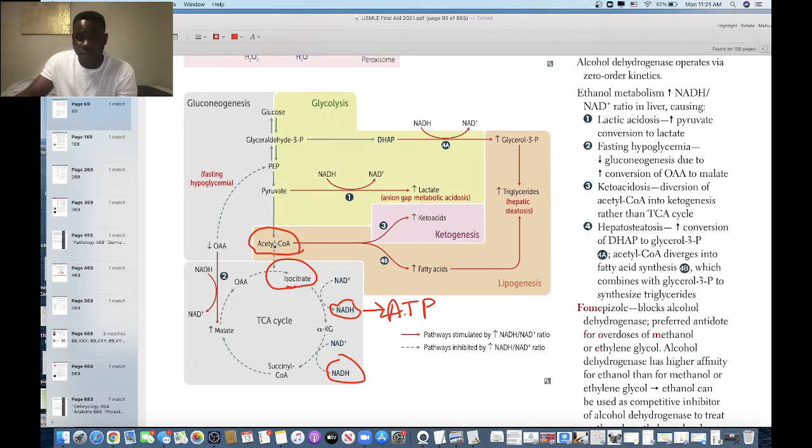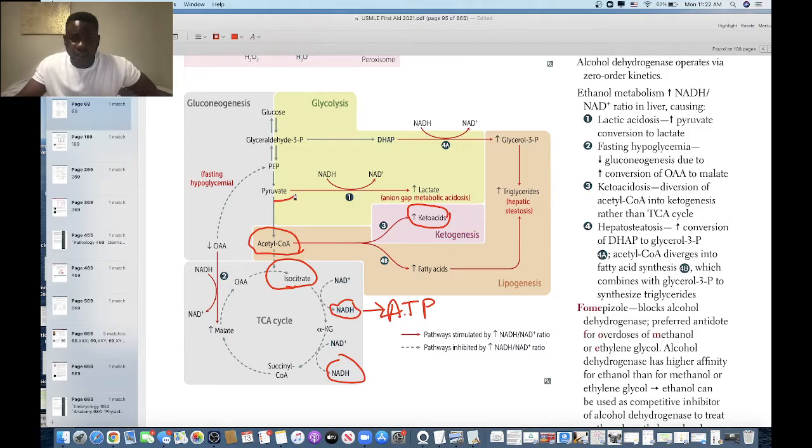acetyl-CoA, excess of it will be used to make what? Ketones, keto acids. And these keto acids, we know them as what? Beta hydroxybutyrate, acetoacetate, and acetone. But one thing that you should know is that acetone is the one that is breathed out. Like we breathe it out, so we cannot detect that in the blood. It's always breathed out, so it's the one that gives the smell. But then beta hydroxybutyrate and acetoacetate can be detected in the blood. So take note of that, high yield. You should know that.